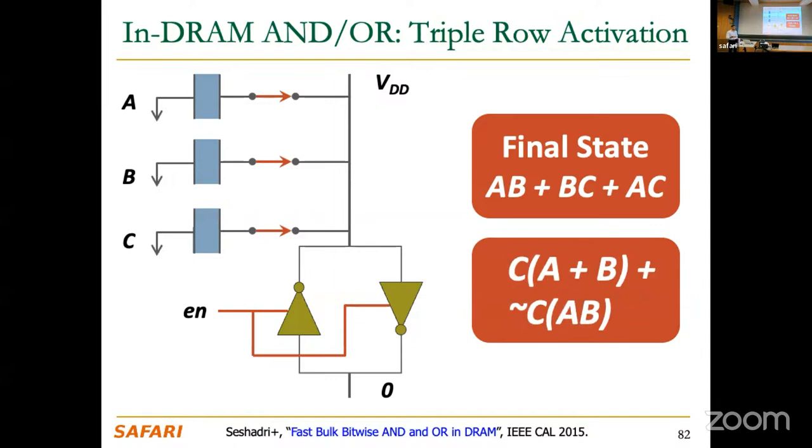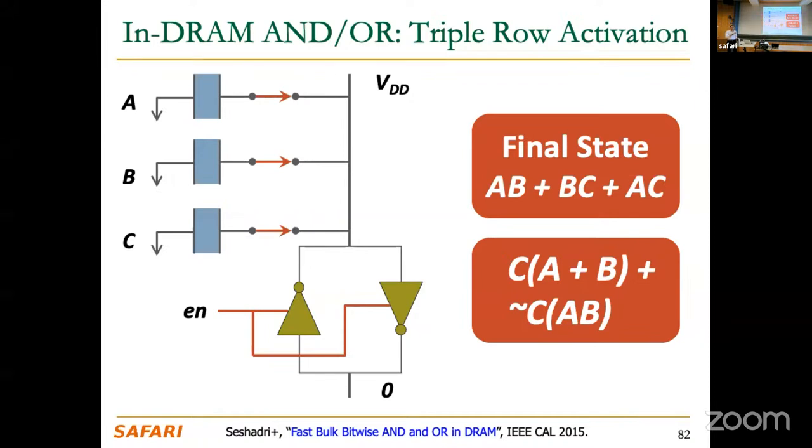And you can control the computation itself by setting the third row, C. So if you set C to one, you're going to have A or B. And if you set C to zero, you're going to have A and B. So now we're using the same principle of charge sharing that I just mentioned before. We can not only do copy, but you also can do AND and OR. So now we extend that computation.